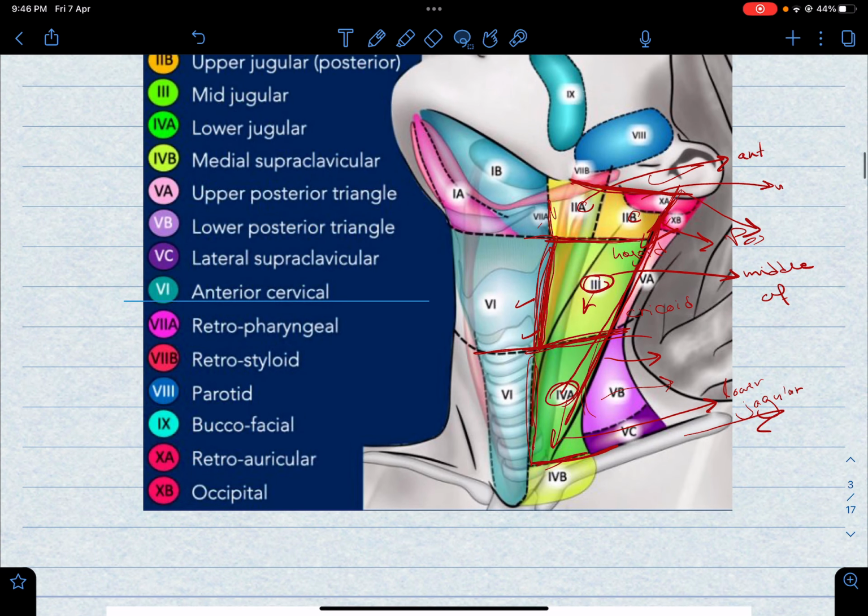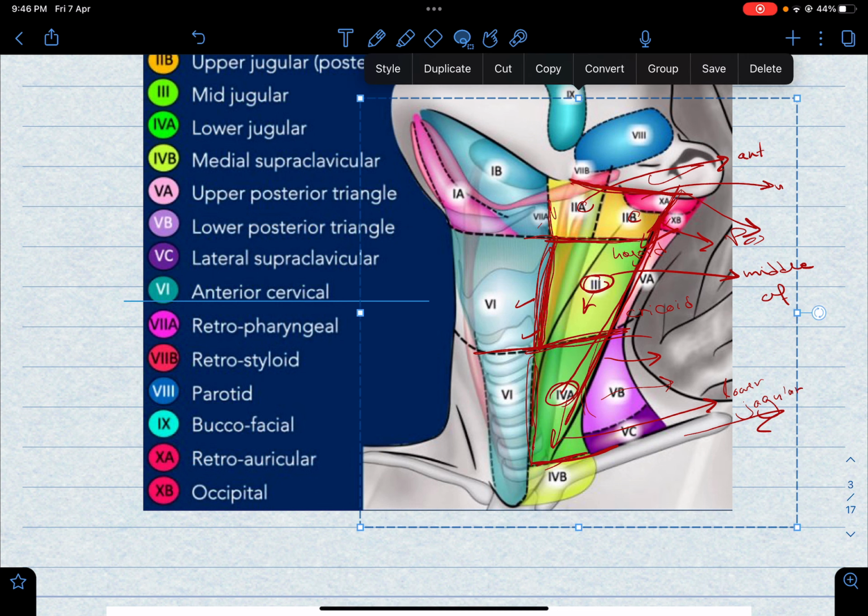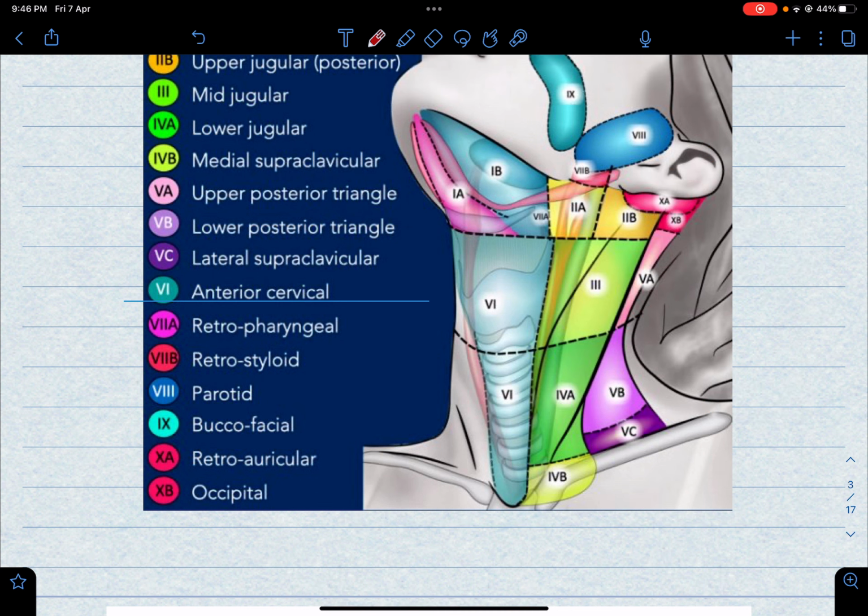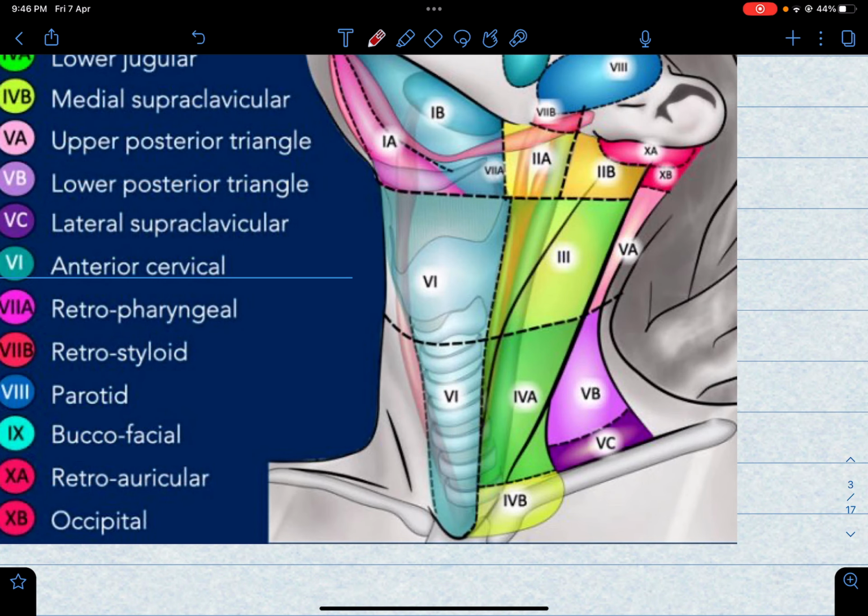When it gets to number 5, here's number 5, which is posteriorly at the posterior triangle, anteriorly going to be the posterior border of the sternocleidomastoid, inferiorly going to be the clavicle, and superiorly going to be as well the base of the skull. This is the 5.